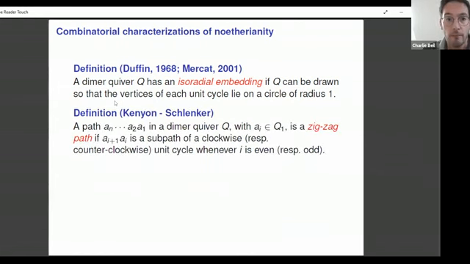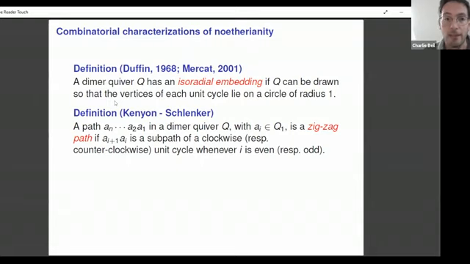Then later, I think this was around 2000 or 2002, Kenyon and Schlenker came up with the definition for what are called zigzag paths. And these will also come back on Friday when we talk about cluster algebras, because these correspond to strands in strand diagrams and with Postnikov's definition of strands.